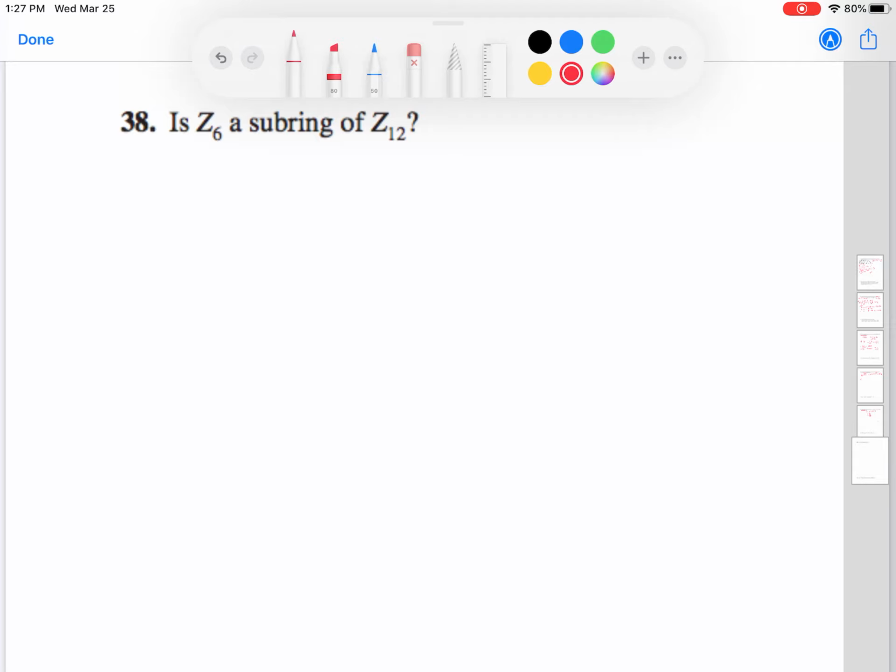One last one, is Z6 a subring of Z12? So we need to say, is this a subset? Yes or no? Is it under the same operation? Yes or no? And if both of those are yes, then we'd show for A and B in Z6 that A minus B and AB also would be in Z6. Z6, yes, that is a subset of Z12. Are they under the same operation?